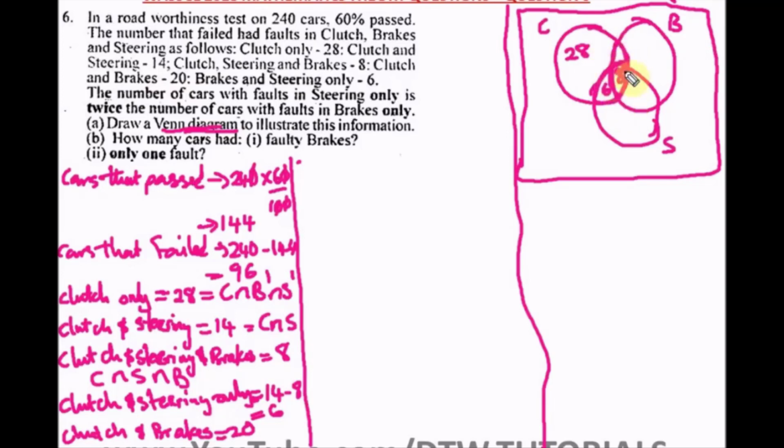is 20. So definitely to get clutch and brakes only, we'll just say 20 minus 8 to give us the value for this part of the diagram. So we're going to write, to get clutch and brakes only, it will be equal to 20 minus 8. And what is 20 minus 8? That will give us 12. So the value for this part is 12.